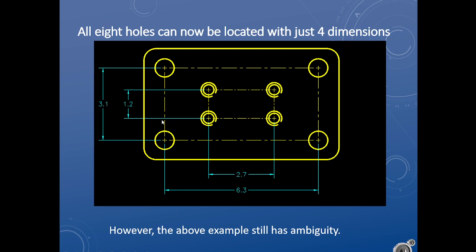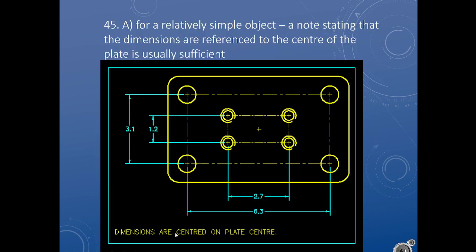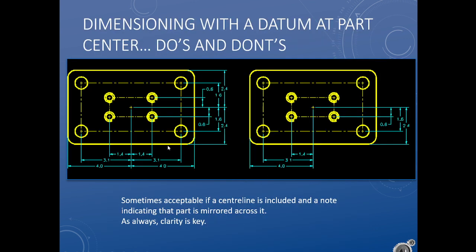There are a few options on how to dimension symmetrical things. So in this case, these are symmetrical about the center. And if I care about the distance between them more than anything else, I might dimension them like this and then have a little note that everything's symmetrical about the center. See, dimensions are centered on plate center. If, however, what I care about is the distance from the center of the plate, I might dimension them like this. I may also dimension them like I do on the right.